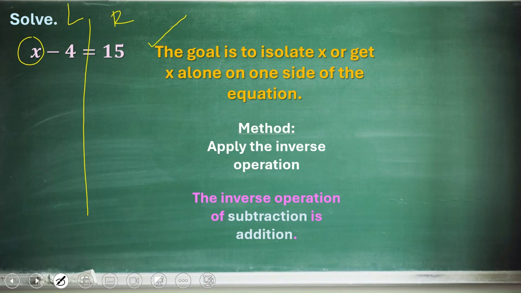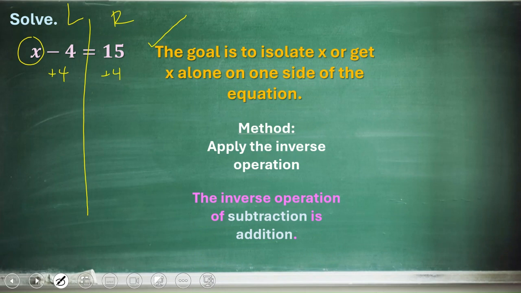The inverse operation of subtraction is addition. So to make this x plus 0, I'm going to add 4 to the left side. And in math, what we do to one side of an equation, we do to the other. I'm now going to add 4 to this side. Everything in math is about balance.